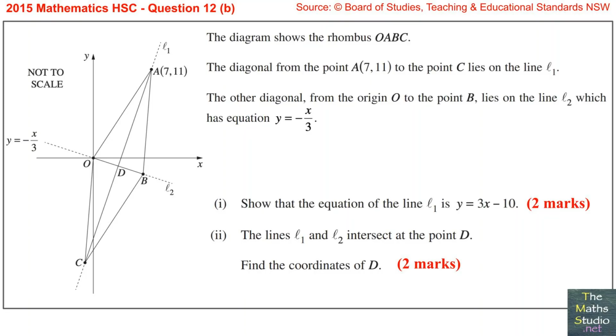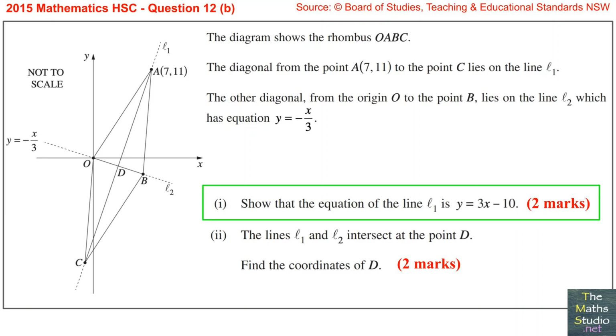Question 12, Part B. The diagram shows the rhombus OABC. The diagonal from the point A (7, 11) to the point C lies on the line L1. The other diagonal, from the origin O to the point B, lies on the line L2, which has the equation y equals negative x over 3. Part 1. Show that the equation of the line L1 is y equals 3x minus 10.